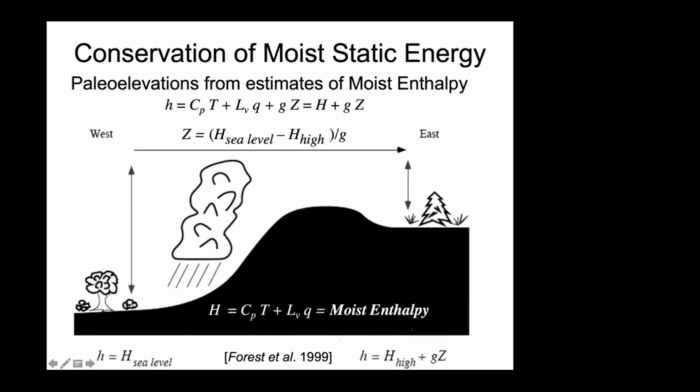This is just algebra, right? The height is the difference in moist enthalpy, which we infer from the plants, and which I say we, but Su Tao and his colleagues have done. And then you take that difference and divide by gravity, and you get an elevation.